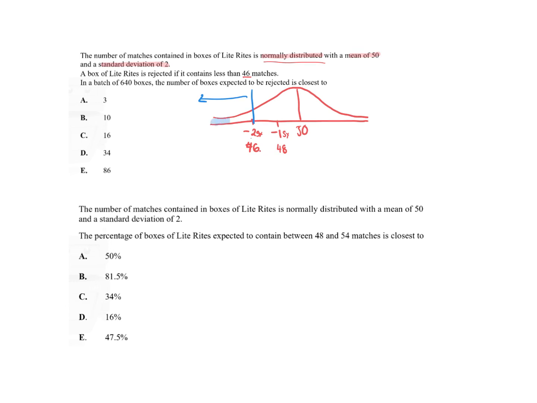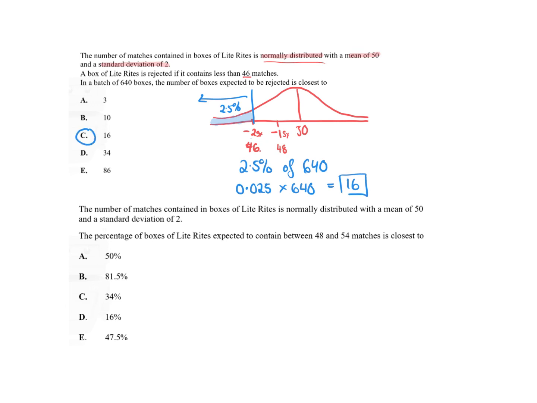So when I see that, I know at 2 standard deviations, that little pocket is 2.5%. So 2.5% of our sample, or the group of boxes we've got, is going to be less than that. So we're going to go 2.5% of the 640. We change that to a decimal and times it by 640, and we end up with 16. This was a multi-choice, so there I would circle C.